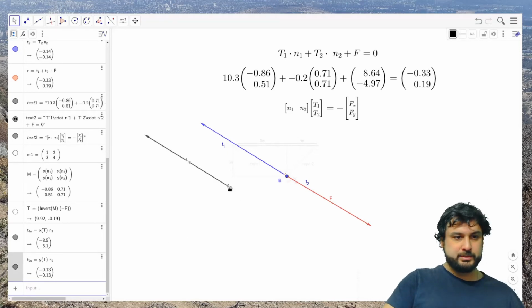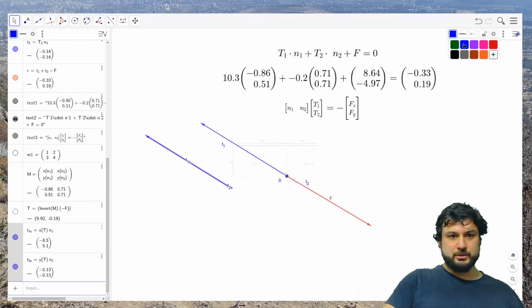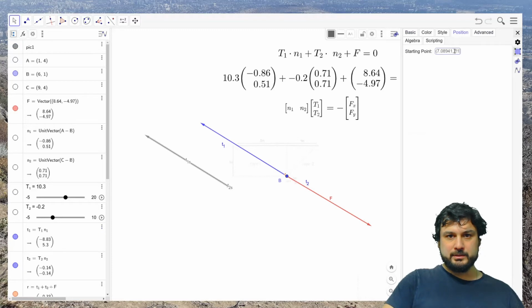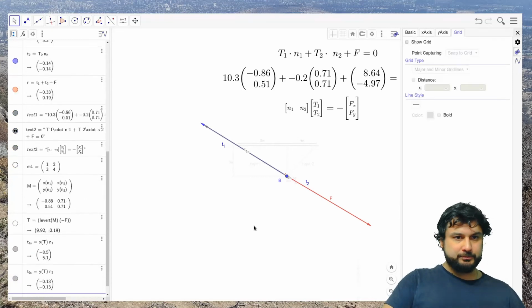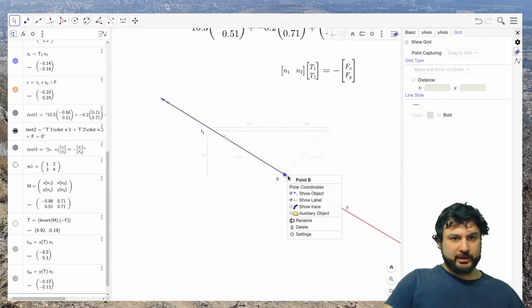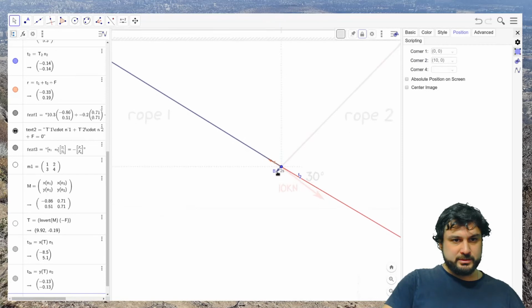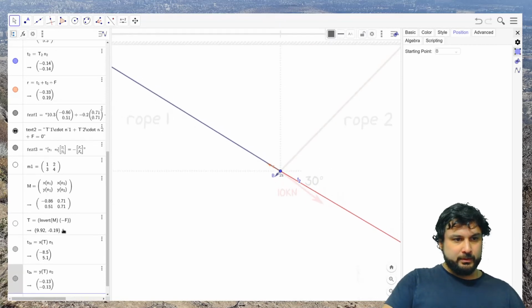Let's make these appropriate colors. So make them gray and place them at B, both of them. There we go. T1s, you can't really see T2s because it's a rather small vector. There you go.